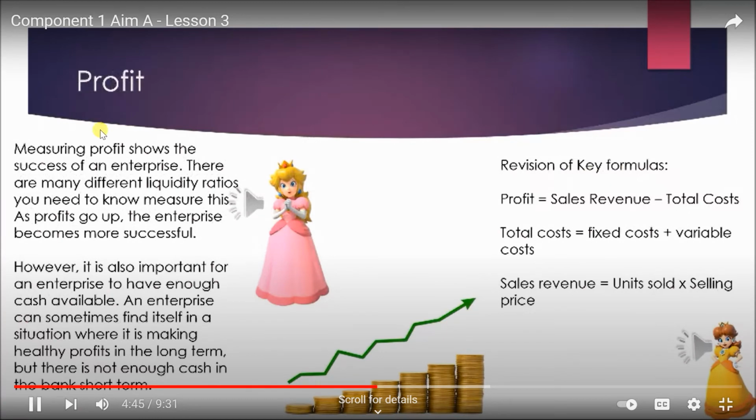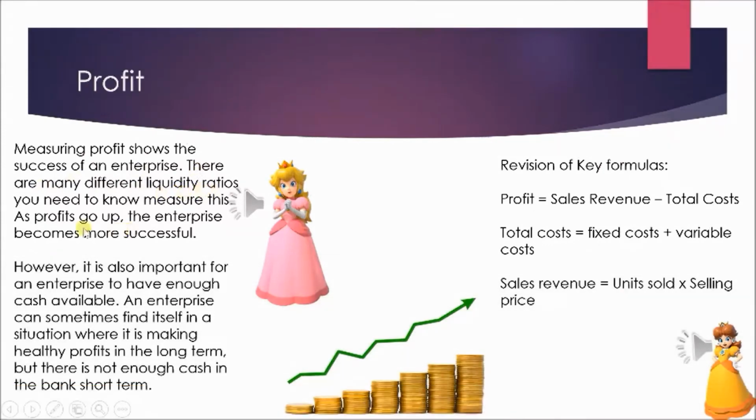Measuring profit shows the success of an enterprise. There are many different liquidity ratios you need to measure this. As profits go up, the enterprise measures success. However, it is also important for an enterprise to have enough cash available. An enterprise can sometimes find itself in a situation where it is making healthy profits in the long term, but there is not enough cash in the business short term.